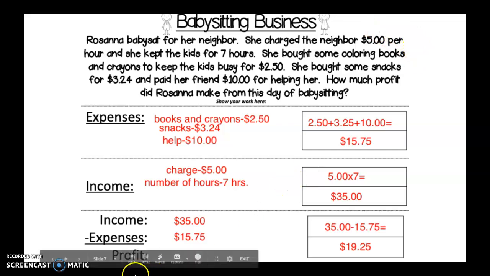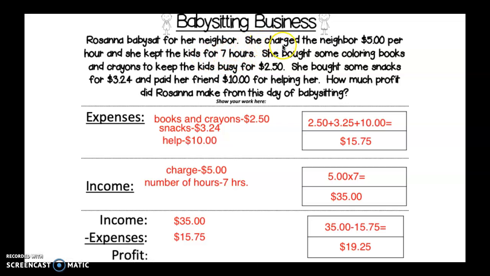So, just like in school, we know that we need to look at our numbers. So first of all, she charged her neighbor $5 per hour, and she babysat for 7 hours. So that goes in your income section right here. I put here for you the charge was $5 and the number of hours was 7 hours. So then our expenses, she listed here. It says she bought some coloring books, so you know that's an expense because buying something means you're spending money, you're getting rid of money that you have.